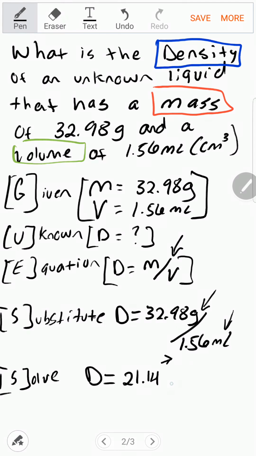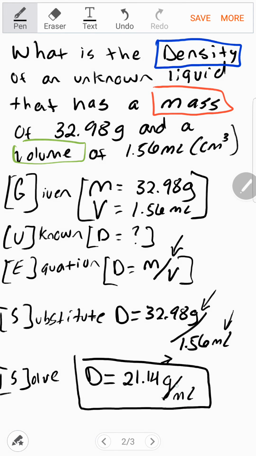21.14. Now, that's the number that changed, but did I change my G? No. Is my G still being divided by my volume, my milliliters? Yes. So I didn't change that fraction bar there, and I didn't change my milliliters. So that's my final answer. My density equals 21.14 grams per 1 milliliter.